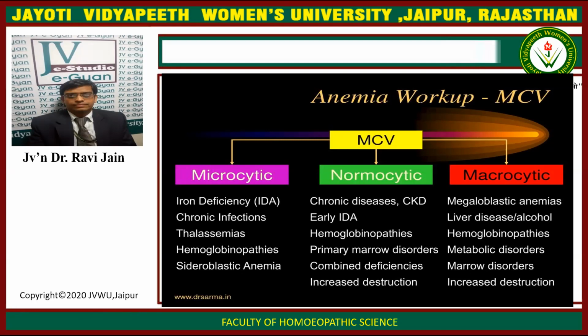Microcytic anemia is seen in case of iron deficiency anemia, chronic infections, thalassemias, hemoglobinopathies, and sideroblastic anemias. The normocytic is seen in case of chronic diseases like chronic kidney disease, early iron deficiency anemia, hemoglobinopathies, primary marrow disorders, combined deficiencies, and increased destruction of the RBCs. The macrocytic anemia is seen in case of megaloblastic anemias, with liver disease or alcohol, hemoglobinopathies, metabolic disorders, marrow disorders, and increased destruction of the cells.